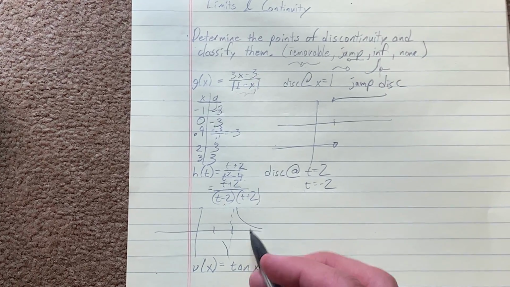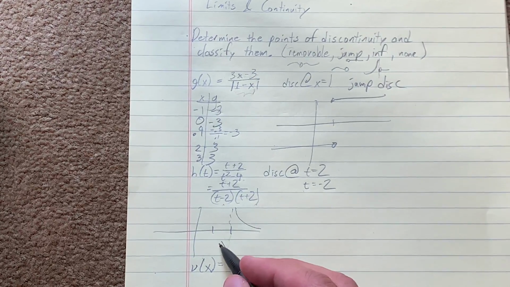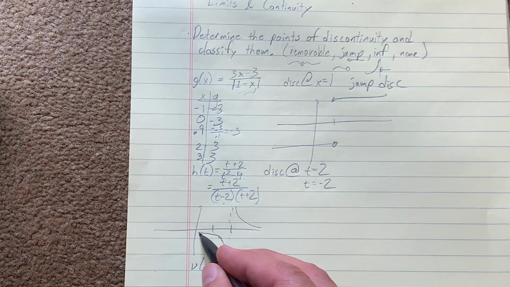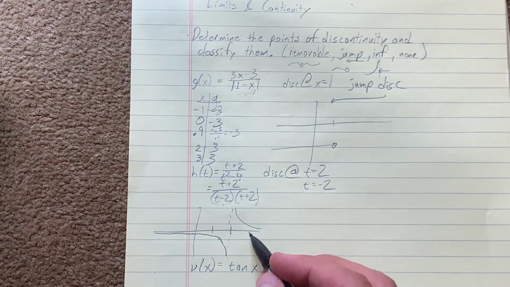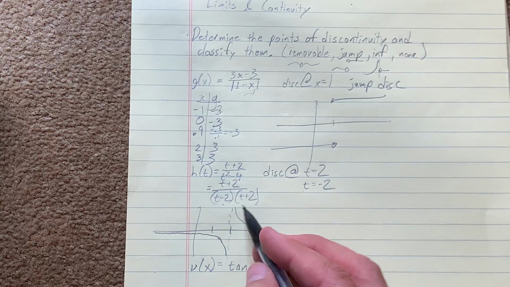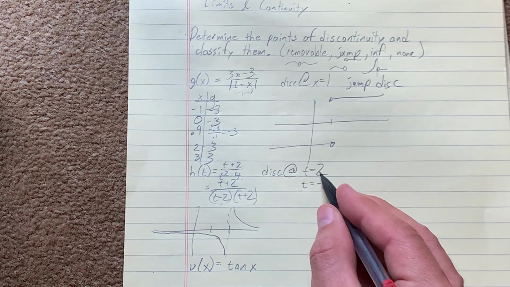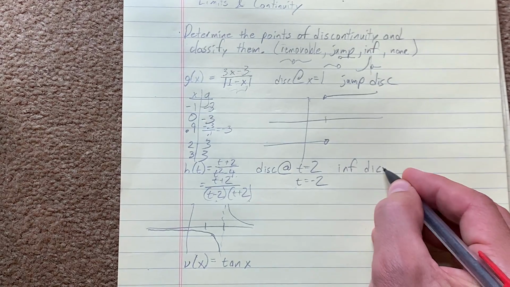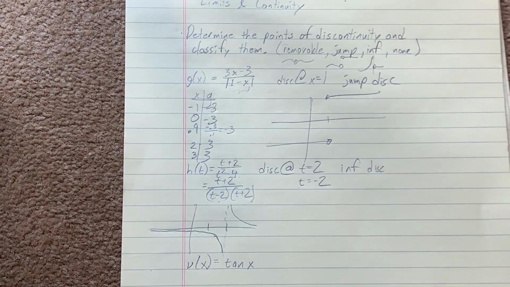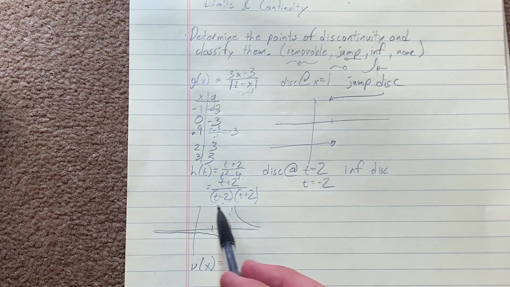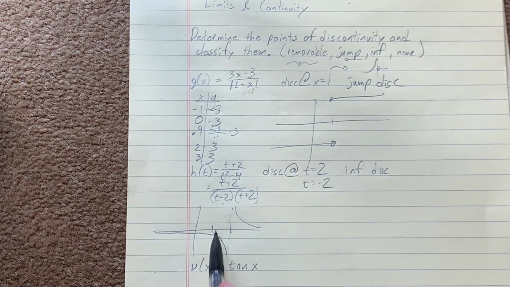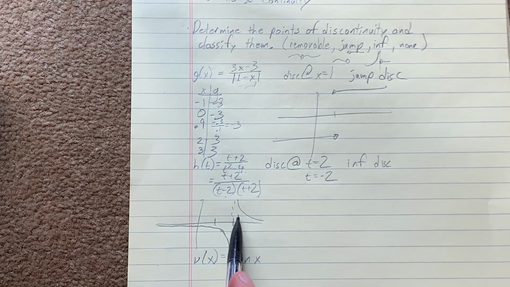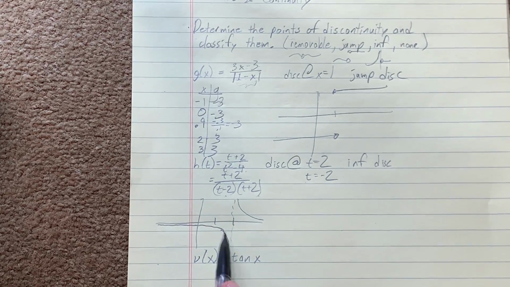But the other issue is the point, let's see, I think this goes like that, something like that. The other point that's an issue, so what happens at 2, that's an infinite discontinuity. And I'm going fairly quickly here. You can ask me details about these problems, but hopefully you can see from the graph, one side is shooting off to infinity, one side is shooting off to negative infinity.